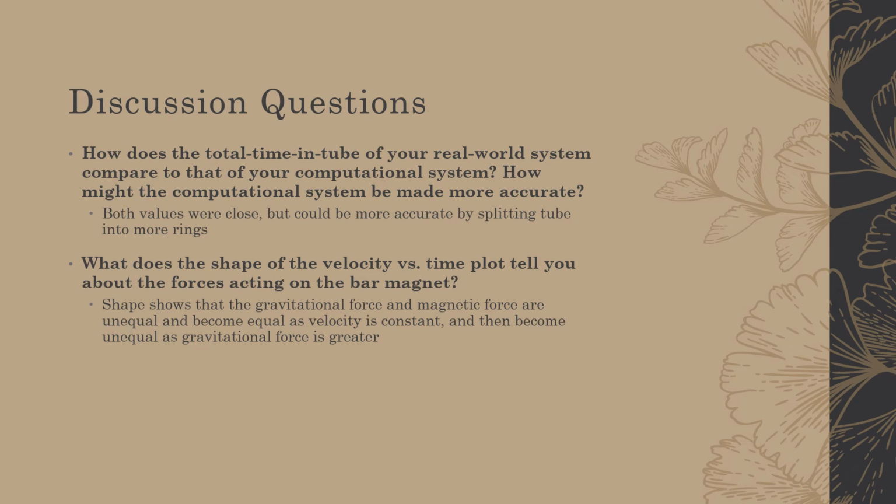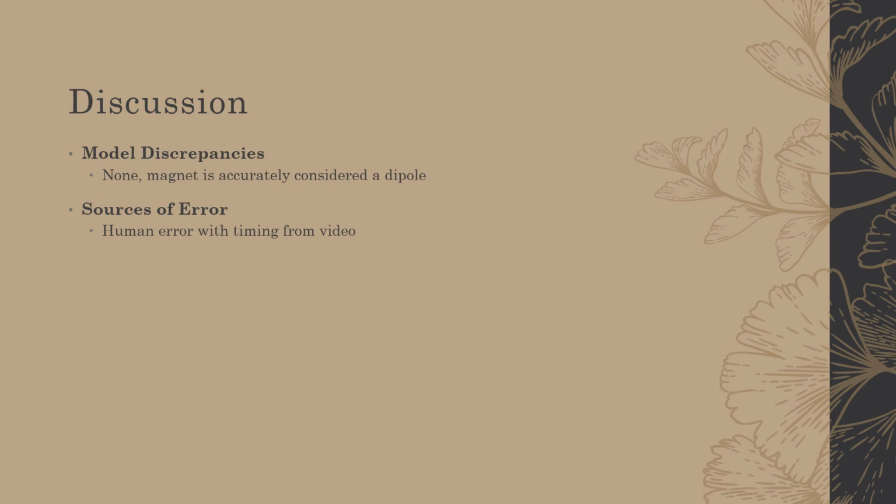How does the total in-tube time of your real-world system compare to that of your computational system? How might the computational system be made more accurate? Both values were close, but could be more accurate by splitting the tube into more rings. What does the shape of the velocity versus time plot tell you about the forces acting on the bar magnet? The shape shows that the gravitational force and magnetic force are unequal and become equal as velocity is constant, and they become unequal as gravitational force becomes greater.